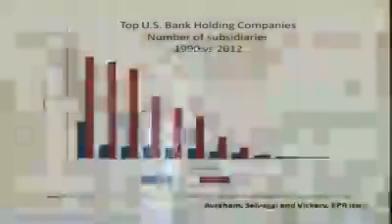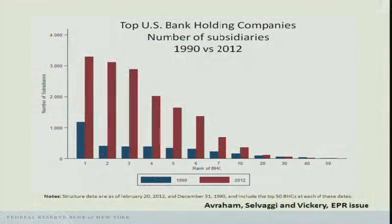Now, you're saying, well, that's just a snapshot in 2012. You're cheating. You should show us a little bit of an evolution. So here's a way to do it. This compares 1990 with 2012. On the horizontal axis, you have the ranking of bank holding companies from largest to smallest, and on the y-axis, the number of subsidiaries. The blue columns are the cross-section in 1990. The red columns are the same cross-section for the top bank holding companies in 2012.